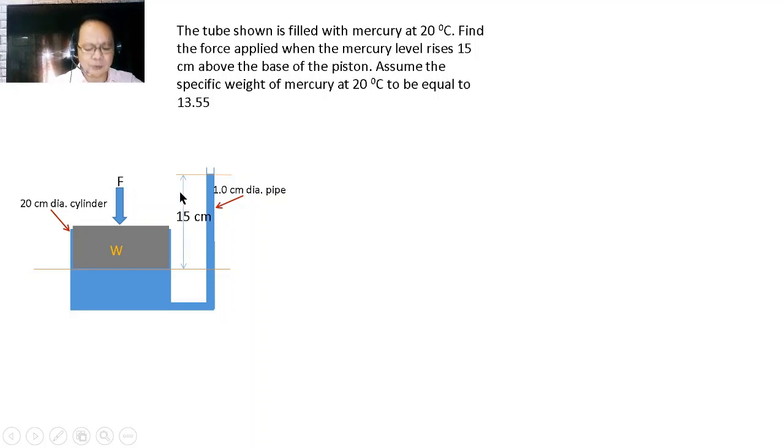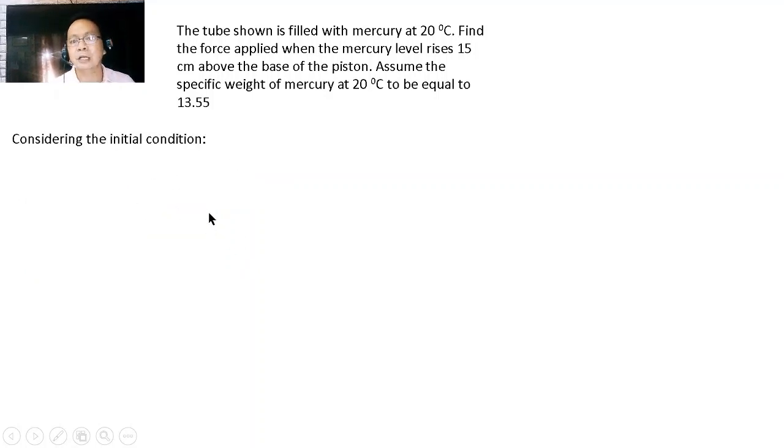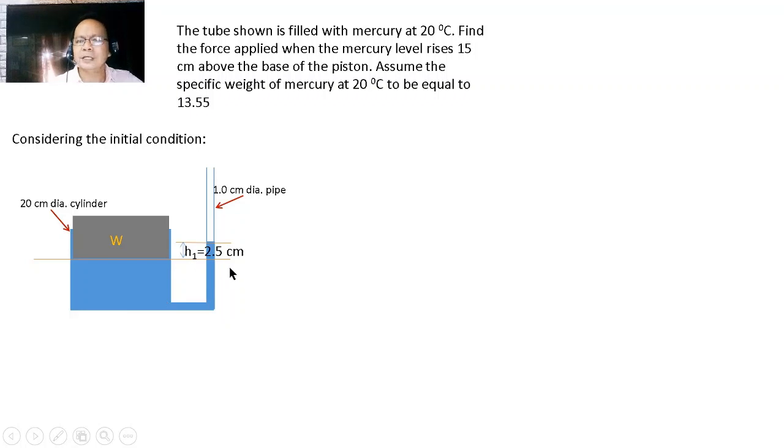So, para maunawaan natin guys yung scenario, siguro mas maganda kung ibalik natin uli yung initial condition at i-analyze natin yung sistema in its initial condition. Let us bring back the illustration. Here's the case where there is no force applied yet on the piston. There is a difference in the elevation between the surface of the mercury and the bottom of the piston, and the height is 2.5. So we know that we're going to apply the principles of Pascal's law.